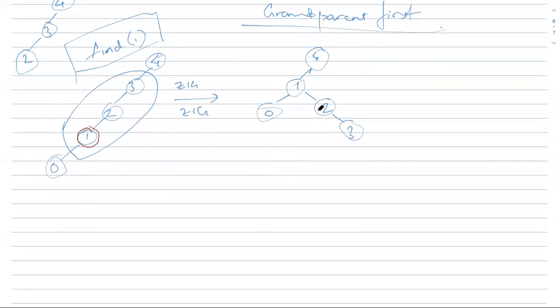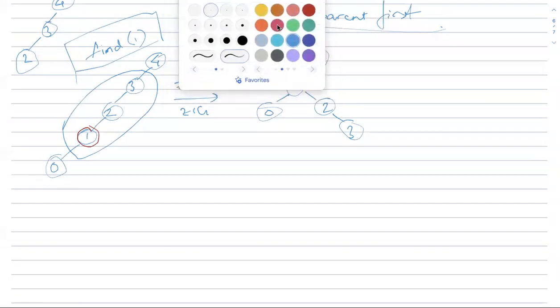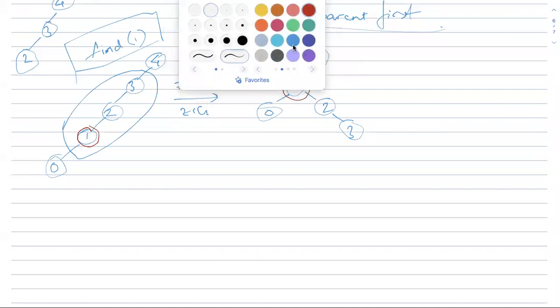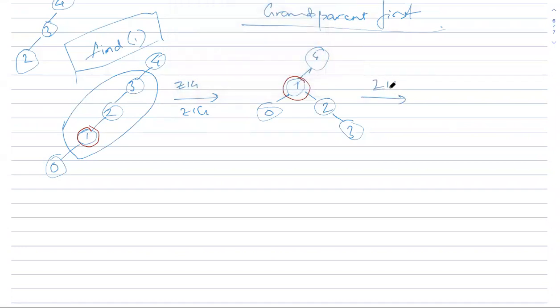After you have performed this operation, 1 came to this level. So again, this is the third case, and we do a zig rotation here. So 1 comes to the top, and 4 becomes its right child. On the left child, you have 0. And this whole thing becomes 2, followed by 3.